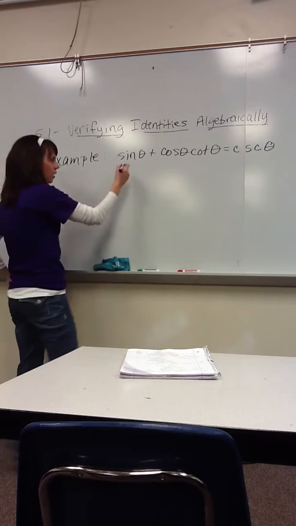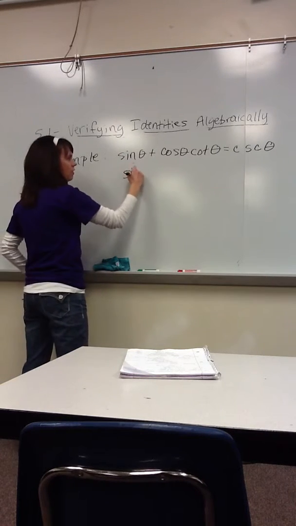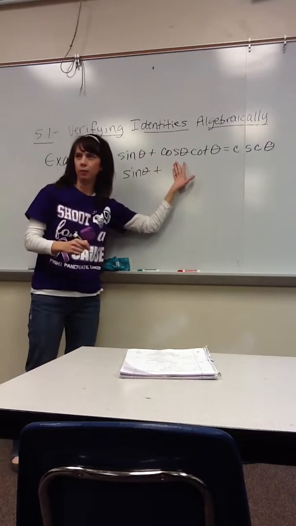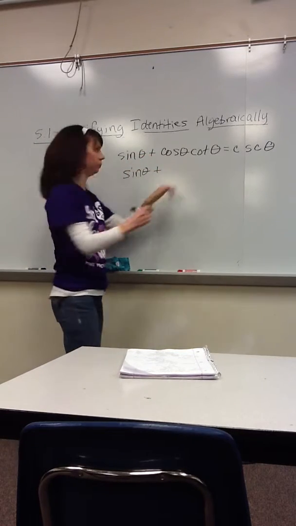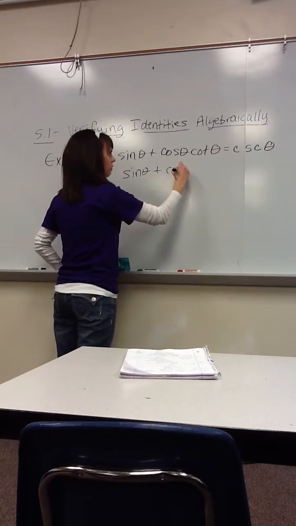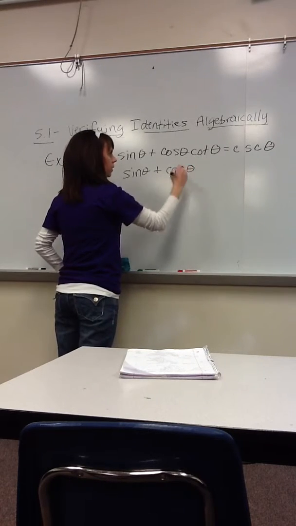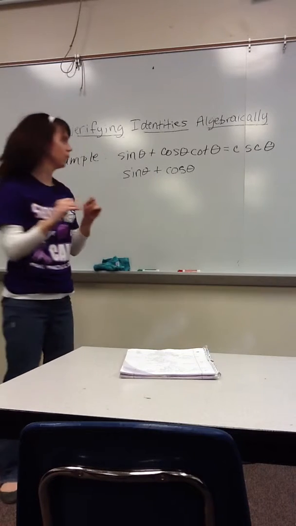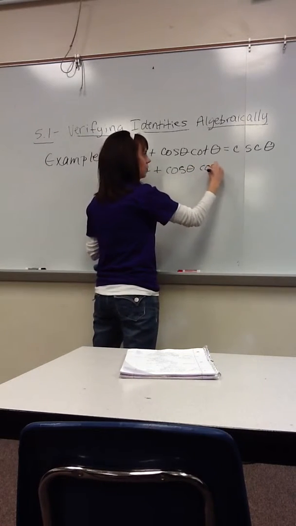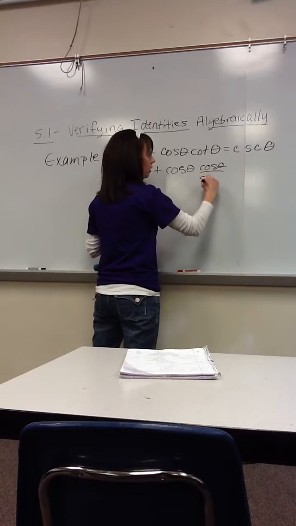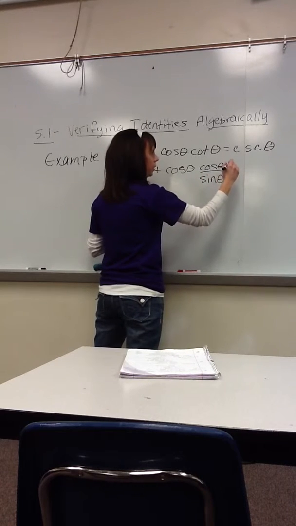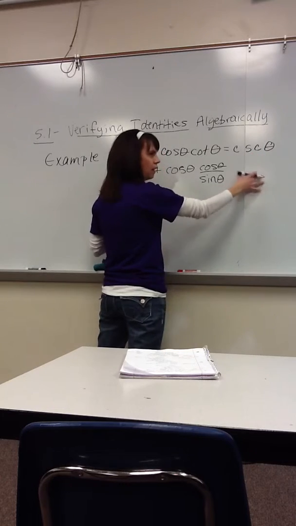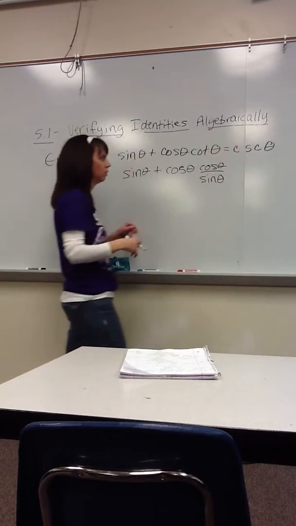So we have sine of theta. Probably don't want to do much with that. I'm going to leave it sine of theta, plus cosine of theta. Probably don't want to do much with that either, so I'm going to leave that as cosine of theta. And then what does cotangent mean? Cosine over sine. Very nice. So we have cosine of theta over the sine of theta. And we're trying to make it look like this, remember, but I'm not going to write this down until I've actually made this side look like that side.